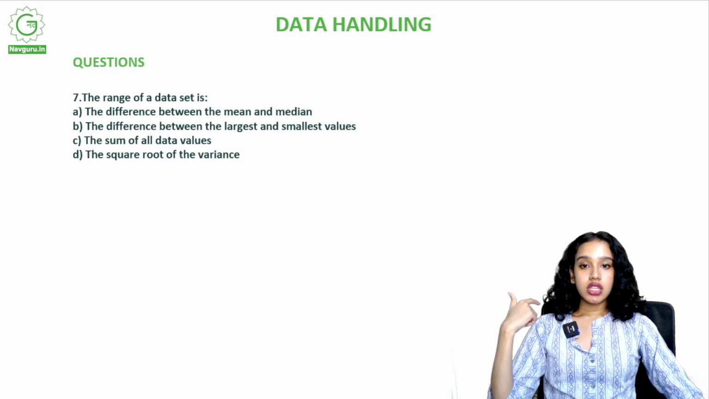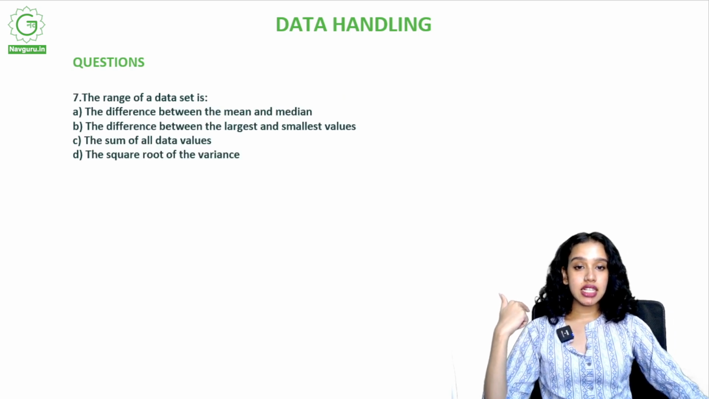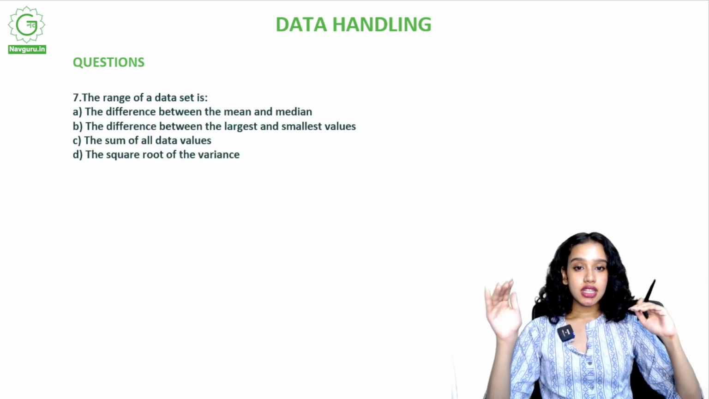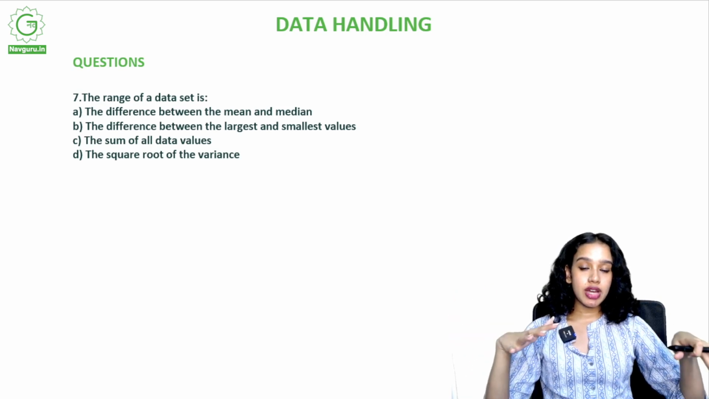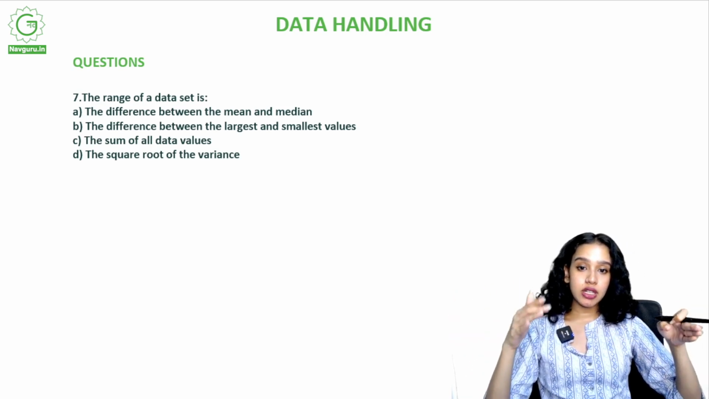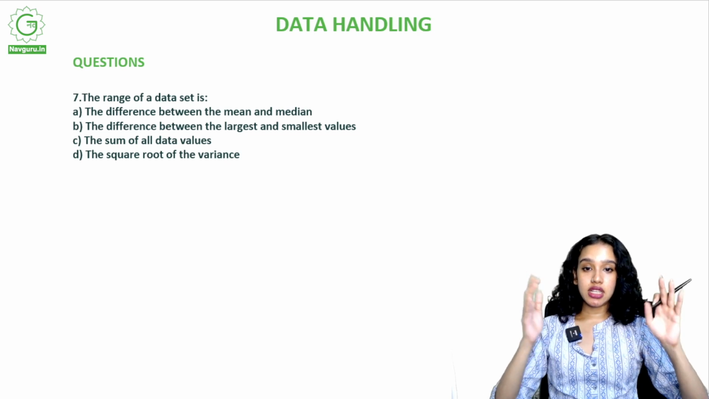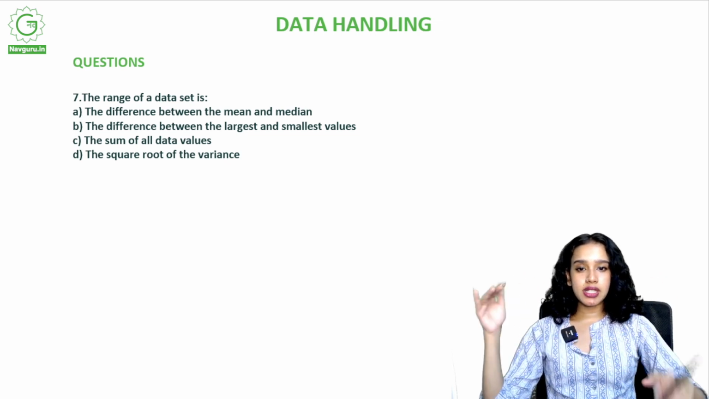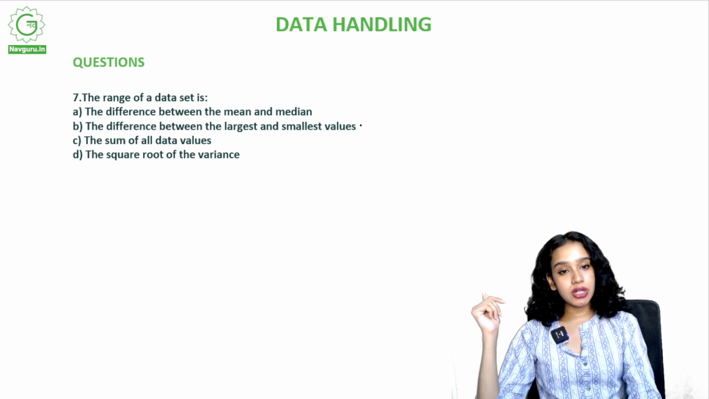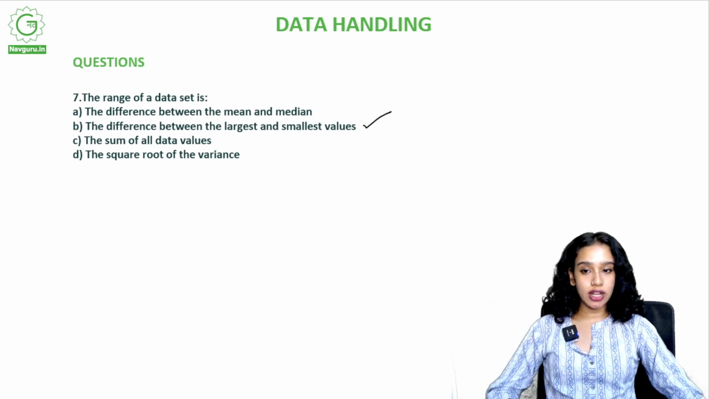Now, the range of a data set is the difference between the mean and median, the difference between the largest and smallest values, the sum of all data values, or the square root of the variance. So it's a very straightforward question. The range of a data set is the difference between the largest and the smallest value.